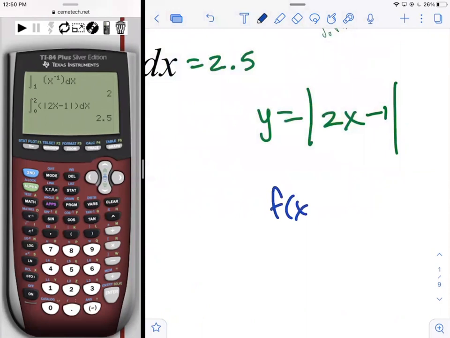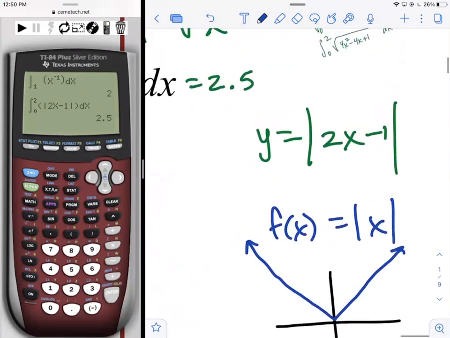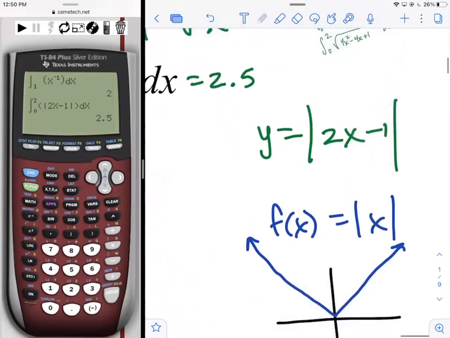Because your parent function is the absolute value of x, which we all know is your V for victory graph, right? It looks like this. It comes in, it's the slope of -1 on the left, +1 on the right. Okay. The derivative at 0 is undefined. It's continuous but not differentiable at the origin. If I could put this into standard transformation form, I could figure out where it lives.